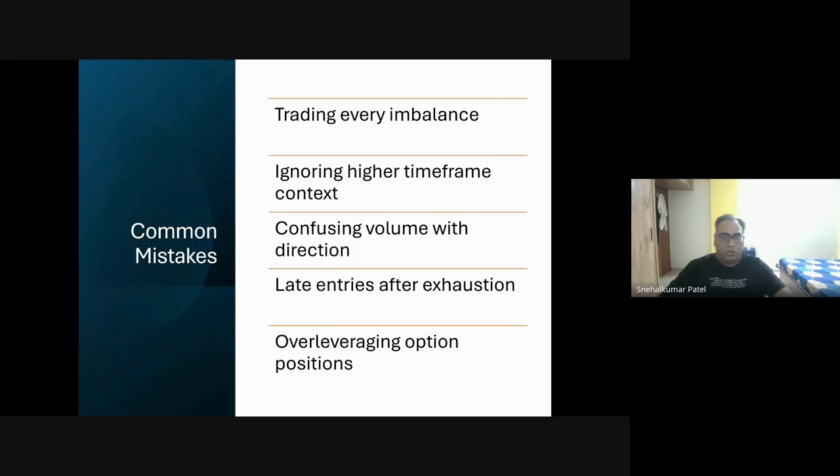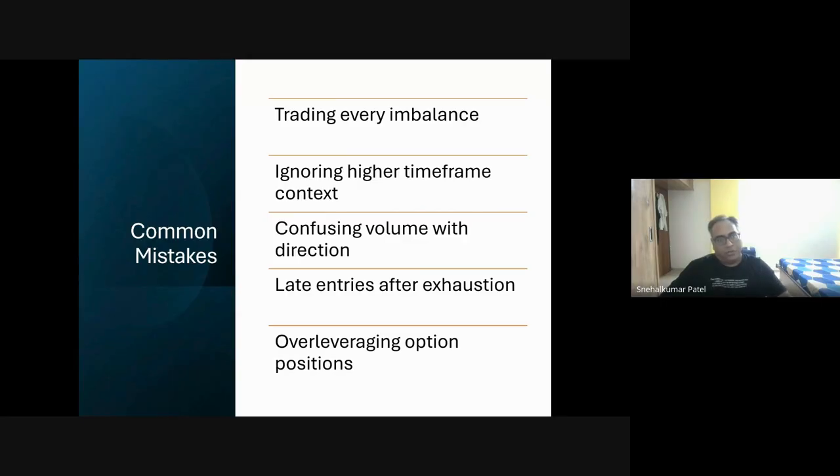We shouldn't also take trades against the trend. So, for example, if the higher time frame trend is bullish, then we should try to make sure we don't take bearish trades just because we think that the market is going down. It could be a trap. So we can avoid that trap if we look at the higher time frame context.